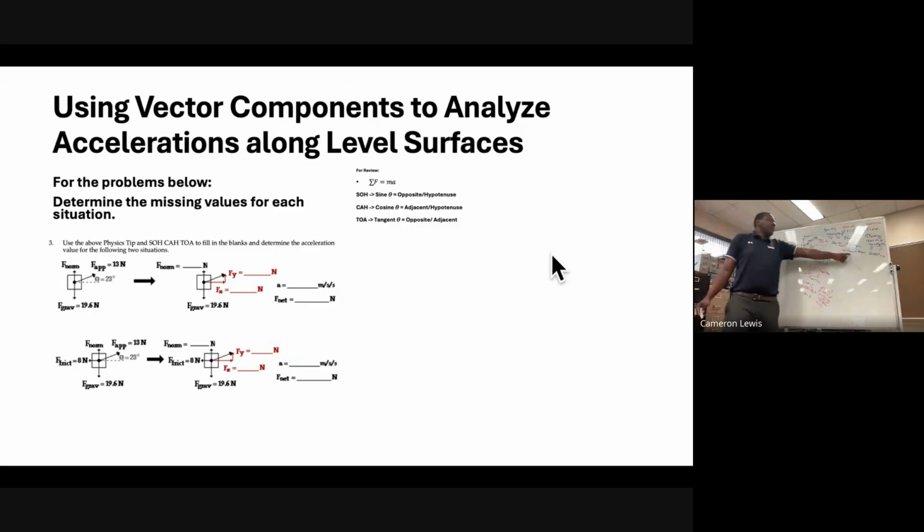So to find out what F norm is, what do we have to do? Subtract, because I see addition, so I must subtract. 5 newtons, 5 newtons. So now I have my F norm is equal to 19.6 minus 5, which is 14.6.